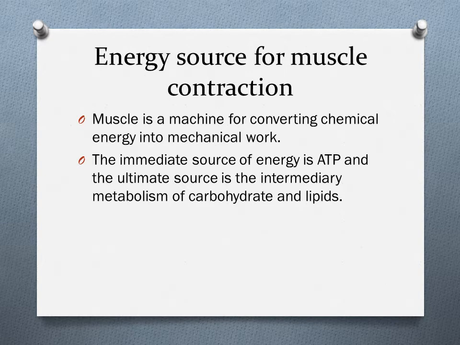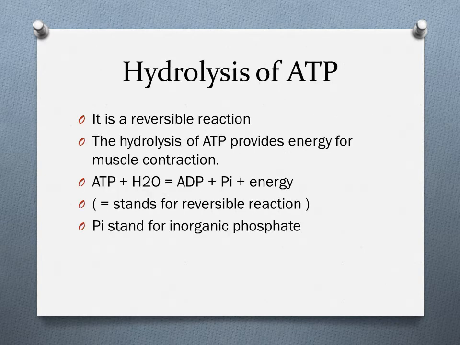Now, first of all, coming to the energy source for muscle contraction. What is muscle? Muscle is a machine for converting chemical energy into mechanical energy. The immediate source of energy is ATP, and the ultimate source is the immediate metabolism of carbohydrate and lipids. Now coming to the processes by which the energy is released.